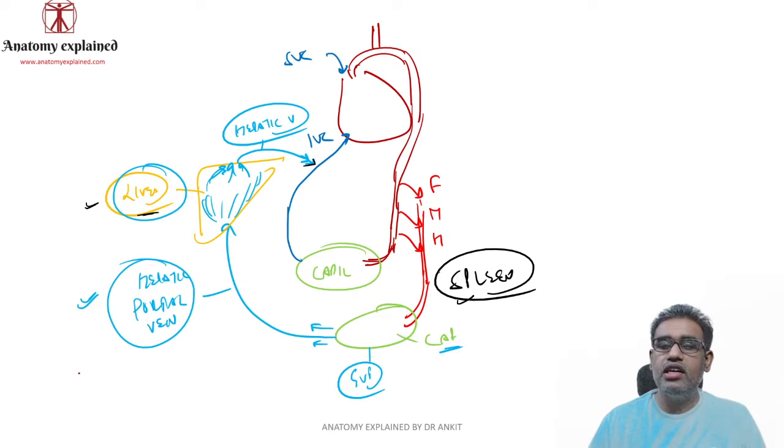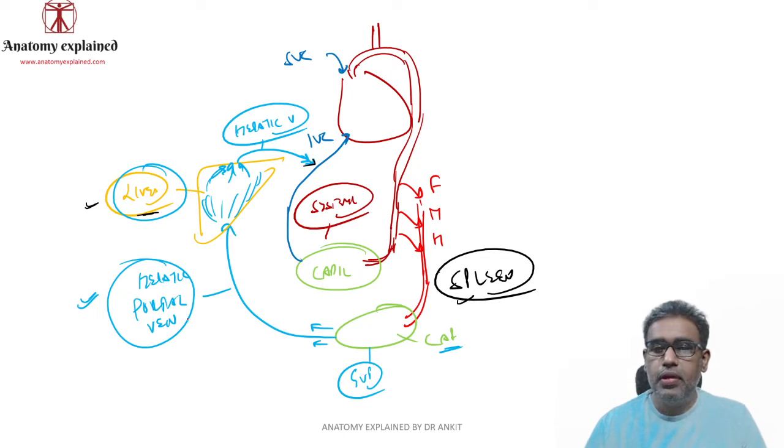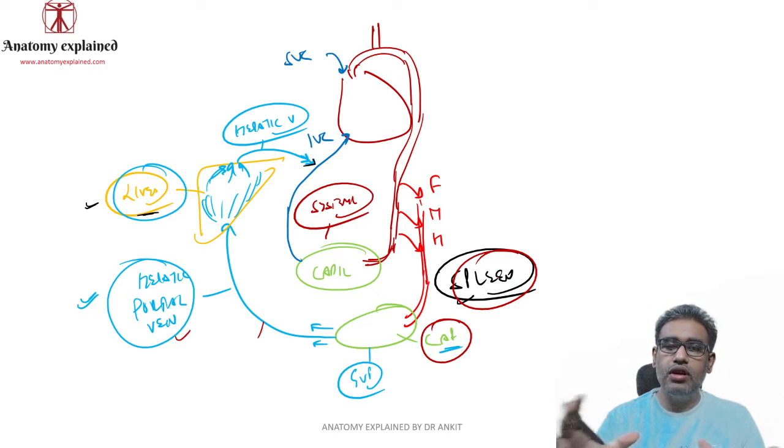So these are your two sets of systems working. Number one, this is your systemic circulation, the normal circulation which is going throughout the body, and number two is this portal circulation, which is mainly concerned with the gut and the spleen. So this is your portal and the systemic circulation.